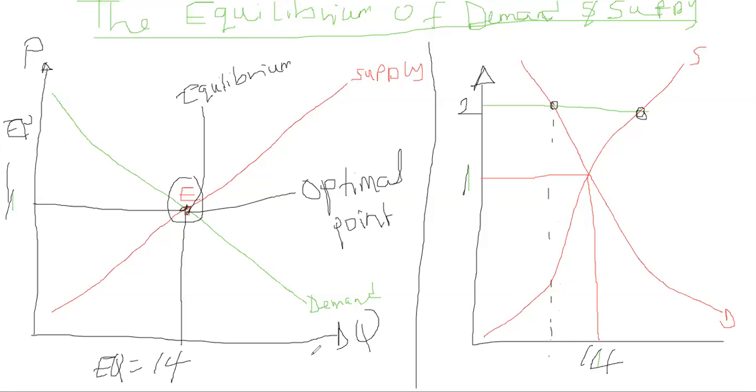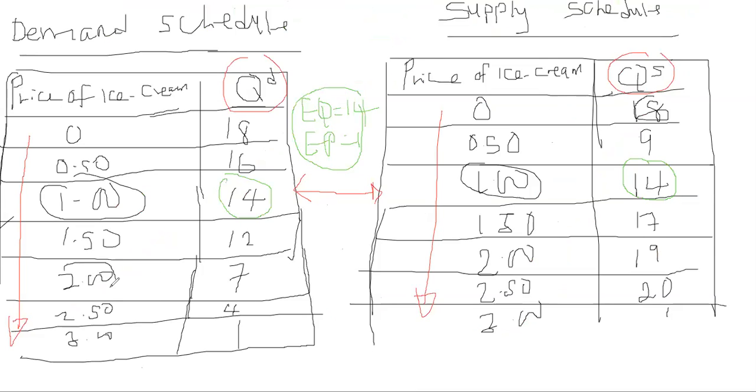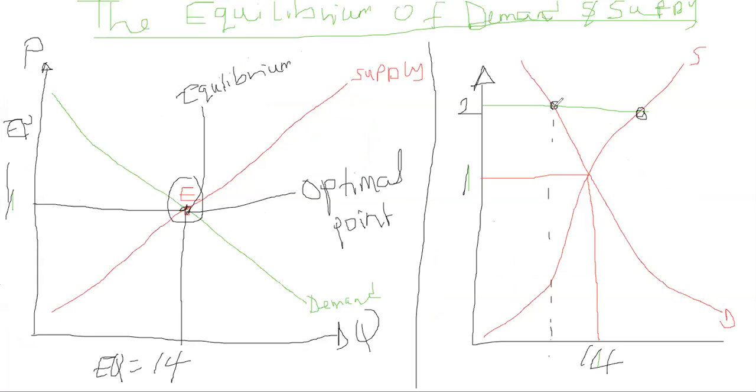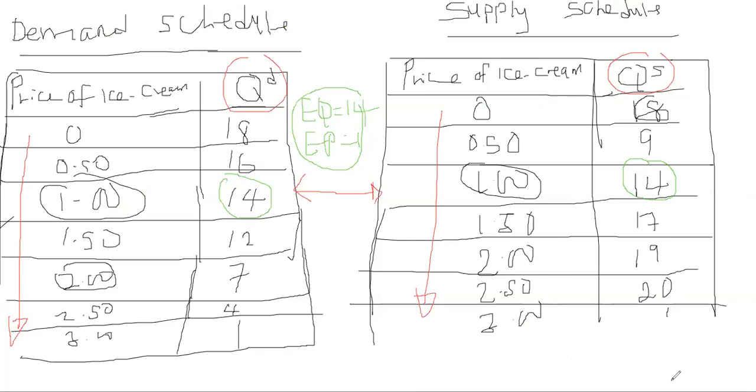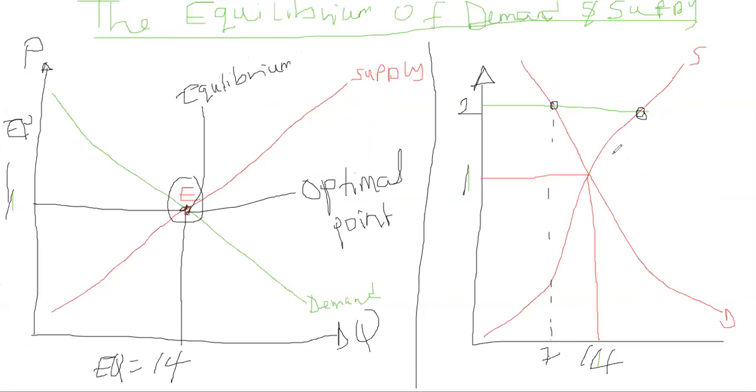So at 2, let's see. So at 2 here, the quantity demanded was 7. And the quantity that was supplied was 19. So there is a huge, huge difference. So you will see that at 2, we will have 7 and 19. So quantity that was demanded was how much? Was 7. And the quantity that was supplied was how much? 19.